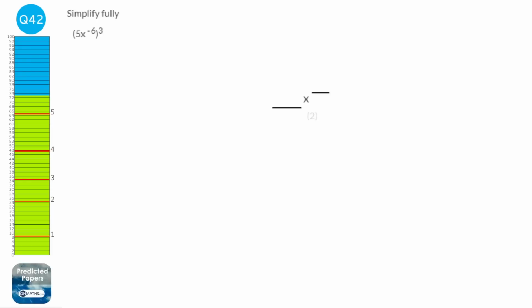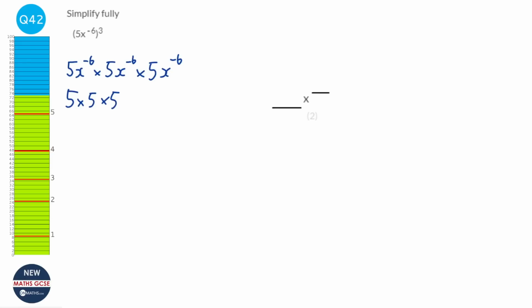When something is cubed, you times it by itself 3 times. So we're going to do the same here. So we've got 5x to the power of minus 6 times 5x to the power of minus 6 times 5x to the power of minus 6. We're going to put the 5's together, so 5 times 5 times 5, and the x to the power of minus 6's together. Five times 5 times 5 is 125.